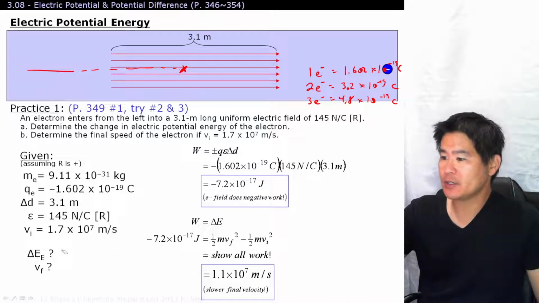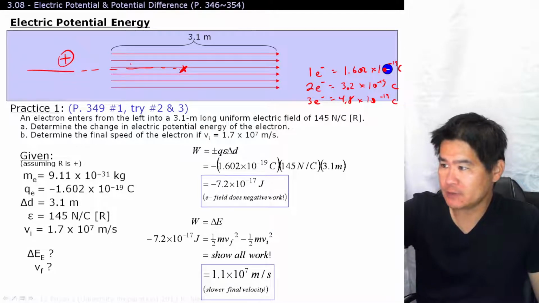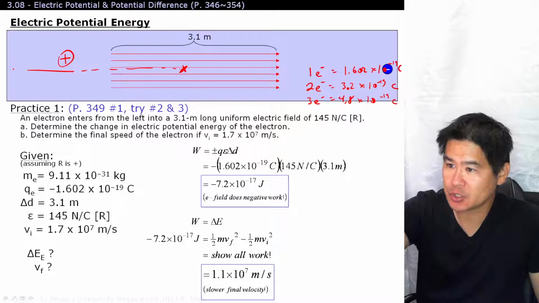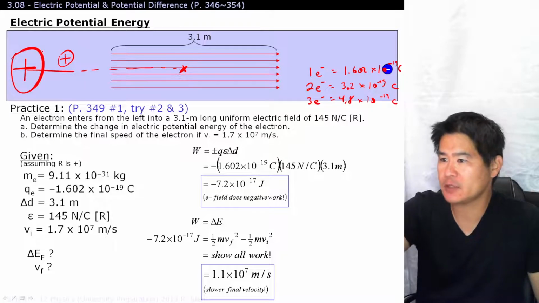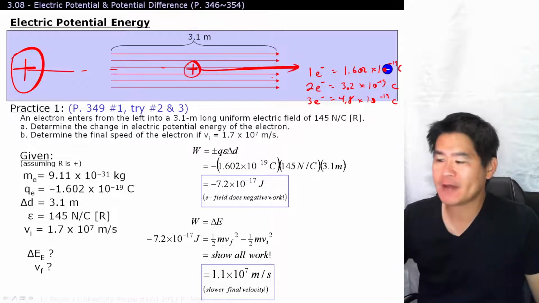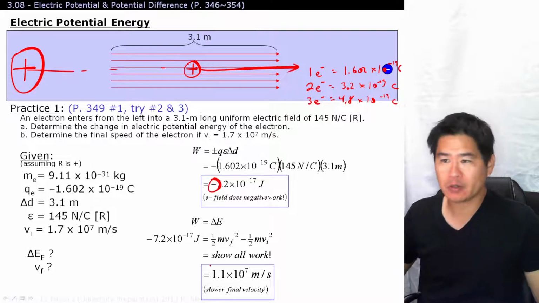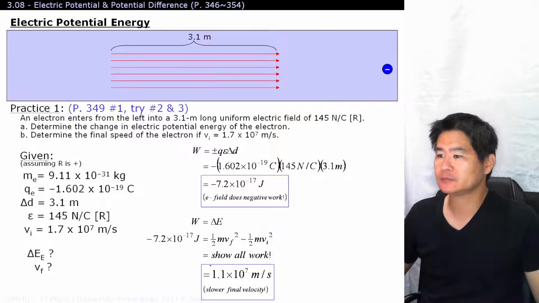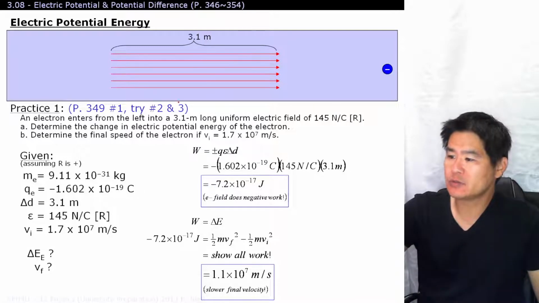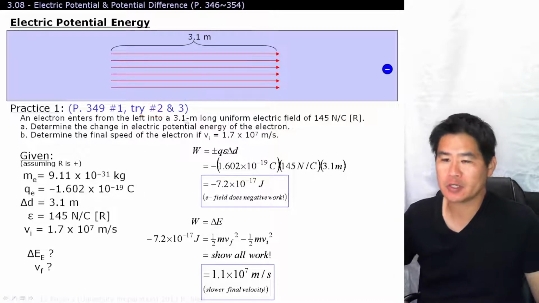On the other hand, if this was a positive charge, you can think of the E field as pointing towards the right. Maybe I'll draw it like this. If you drop a positive charge in here, positive hates positive, so it's going to run away faster. It actually will accelerate. So that will be a positive answer, and you'll have a value greater than 1.7 in that case. I do strongly recommend that you try out practice examples 2 and 3 on page 349 as well.